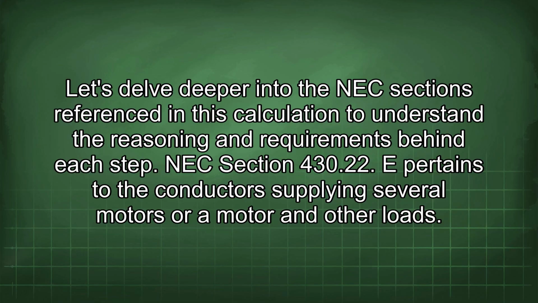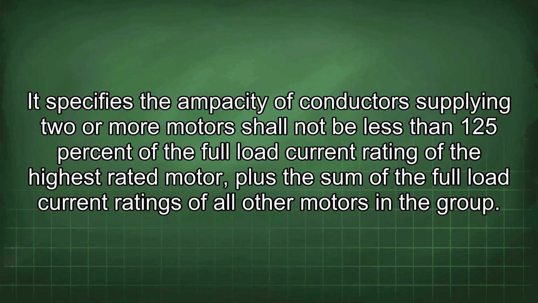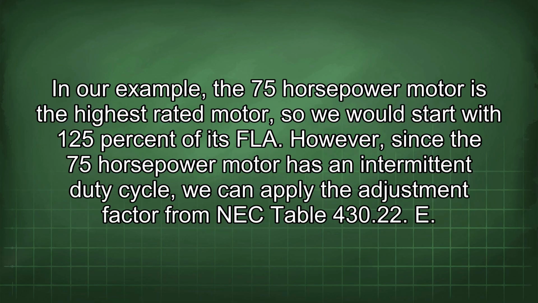NEC Section 430.22 E pertains to the conductors supplying several motors or a motor and other loads. It specifies the ampacity of conductors supplying two or more motors shall not be less than 125% of the full load current rating of the highest rated motor, plus the sum of the full load current ratings of all other motors in the group. In our example, the 75 horsepower motor is the highest rated motor, so we would start with 125% of its FLA.